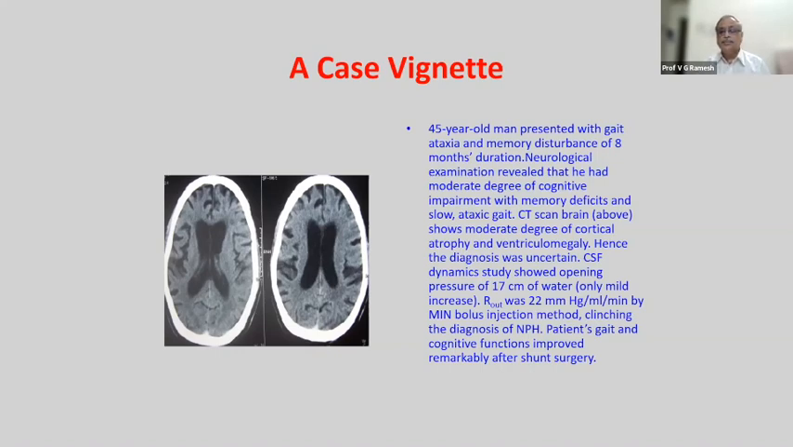So we did a CSF dynamics study by the above method, and the opening pressure was 17 centimeters of water, and outflow resistance was 22 millimeters of mercury per ml per minute by the Madras Institute of Neurology bolus injection method. So we confirmed the diagnosis of normal pressure hydrocephalus, and a VP shunt was done. And the patient's symptoms, cognitive symptoms and gait, improved remarkably.